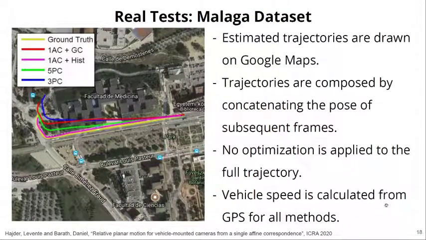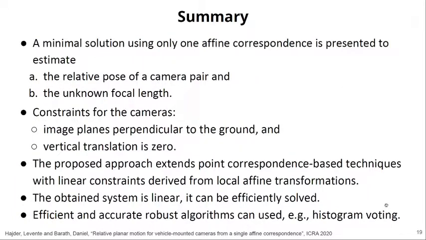We have drawn the estimated trajectories on the corresponding map. Here, the ground truth trajectory given by a GPS is colored yellow. The proposed algorithm is robustified by both histogram voting, purple line, and GC-RANSAC, colored red. The competitor algorithms are the standard 5-point method and the simple 3-point linear method for planar motion. We suggest the application of histogram voting as the results are better compared to the RANSAC robustification.